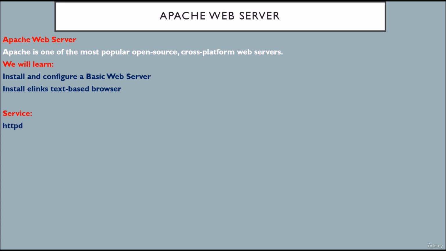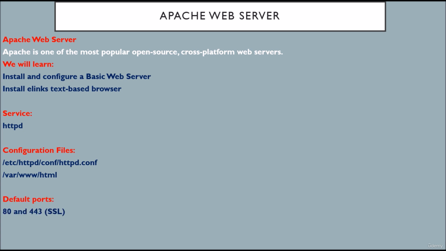The service the Apache server uses is HTTPD. Configuration files are in /etc/httpd/conf, httpd.conf. That's the file. And then another file, which is the HTML file, is located under /var/www/html. The default ports are 80 and 443 for SSL. The default log files are under /var/log/httpd, and the files are under that directory.